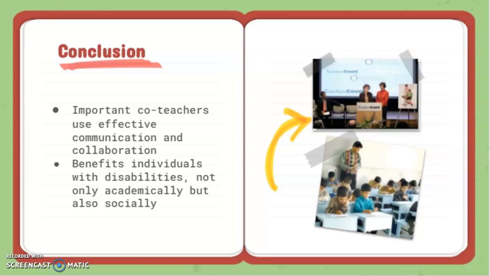In conclusion, it's very important that educators receive training on how to effectively co-teach and to remember the importance of communication and collaboration. So when this co-teaching is done properly, it can benefit all the students, especially the students with special needs. But not only does this benefit the students with disabilities in an academic way, but it also benefits them socially.